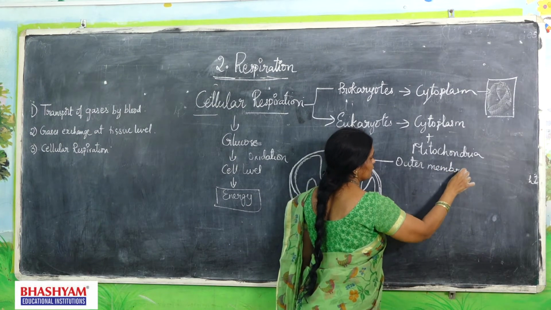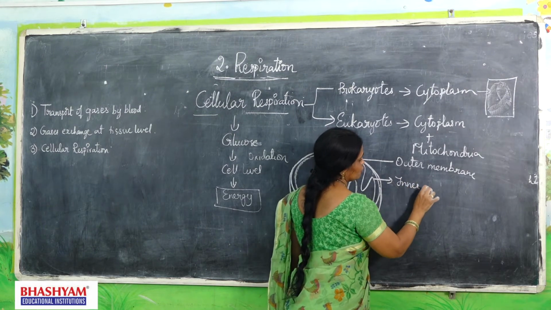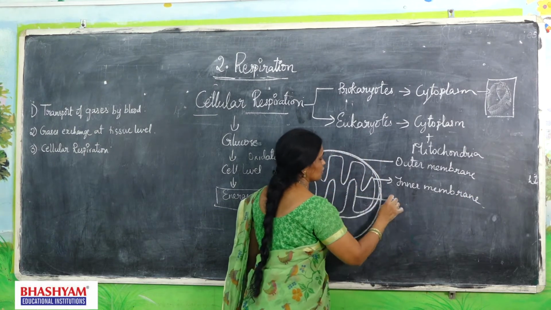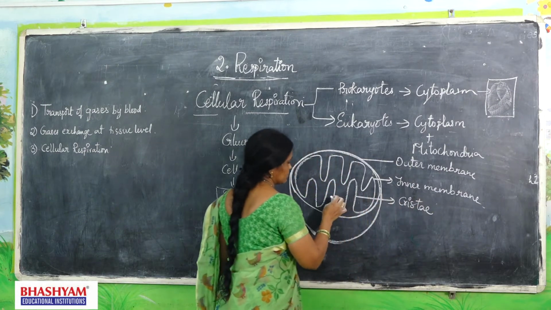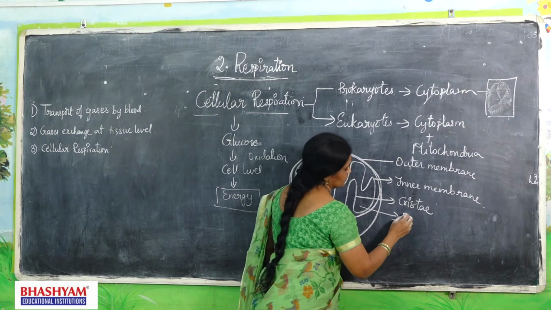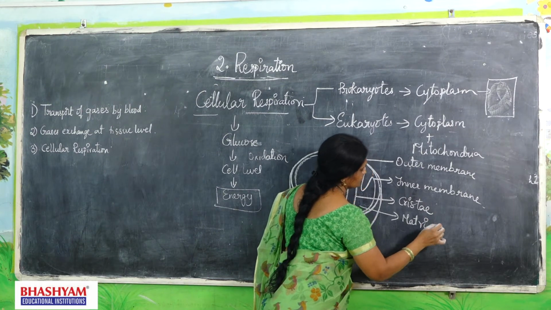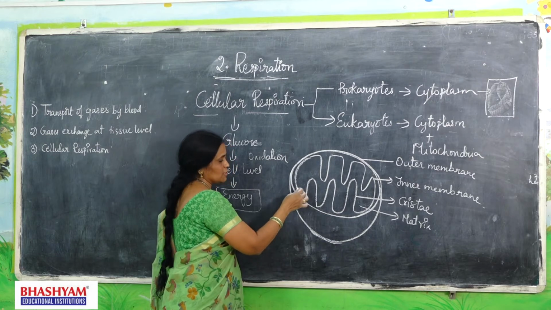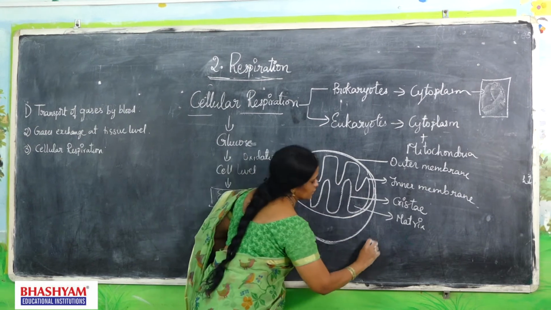The second membrane is called the inner membrane. This inner membrane folds a number of times and forms finger-like structures. These finger-like structures are called cristae. The space inside the inner membrane is called the inner compartment or matrix. In mitochondria, the process of cellular respiration occurs, which results in formation of ATP.